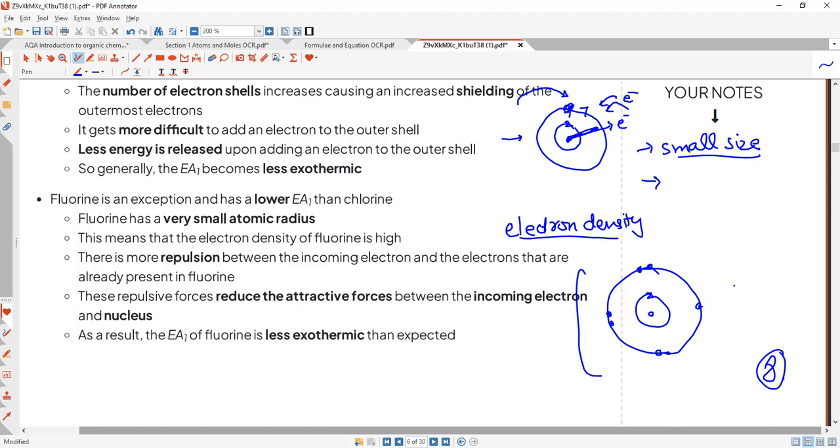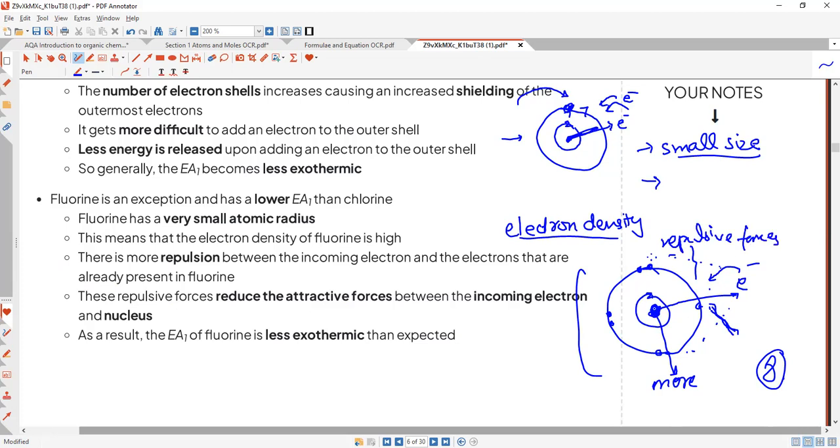So when an incoming electron is being added in fluorine, first, due to its small size, the nucleus holds much power to attract the electron. And then when it is added, obviously, as we said, the already present electrons will repel the incoming electron. It happens in all elements. But the nucleus has more power, so we can overcome these repulsive forces because the attraction of the nucleus is much higher than these repulsive forces.